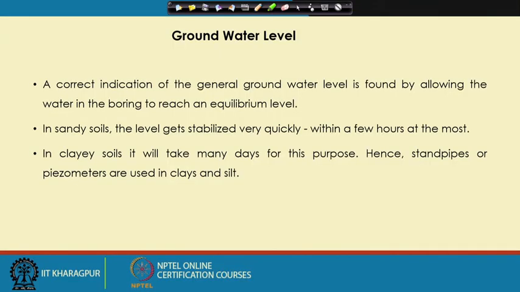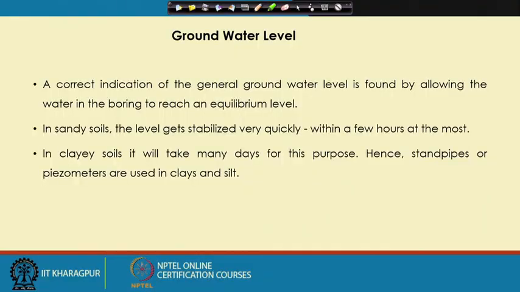Next, how we will identify the water table location, that is also very important. The correct indication of general groundwater level is found by allowing the water in a borehole to reach the equilibrium condition. That means we construct a borehole and fill it with water, and after a certain time, depending upon the type of the soil, the water level will come into equilibrium.